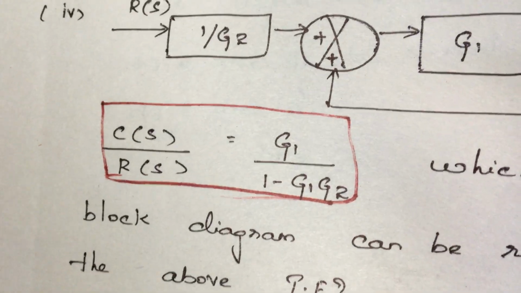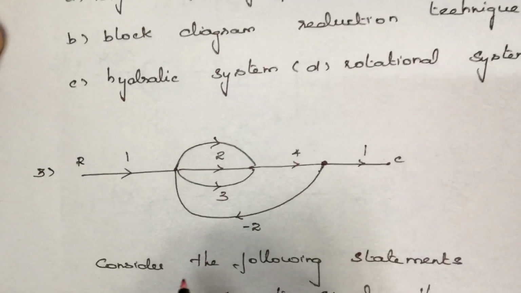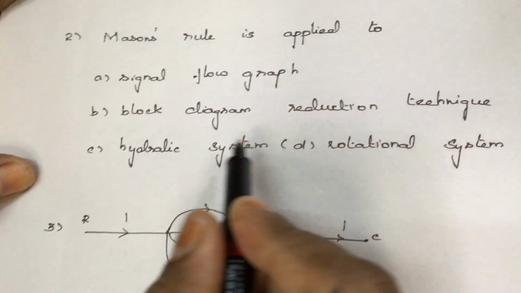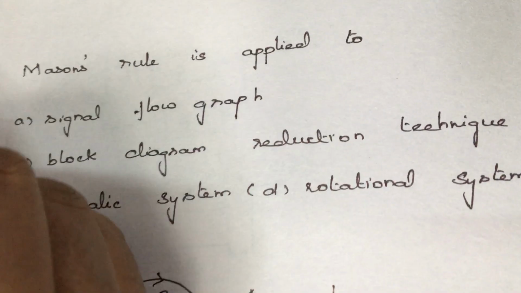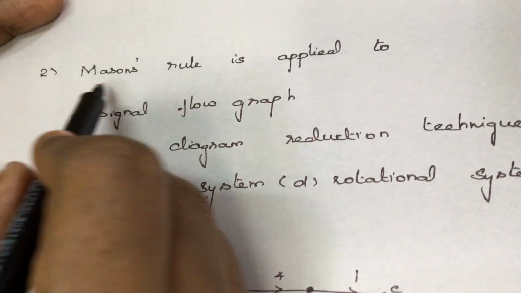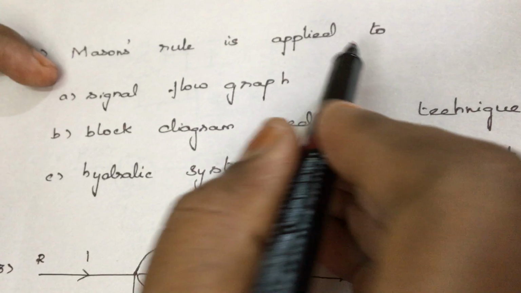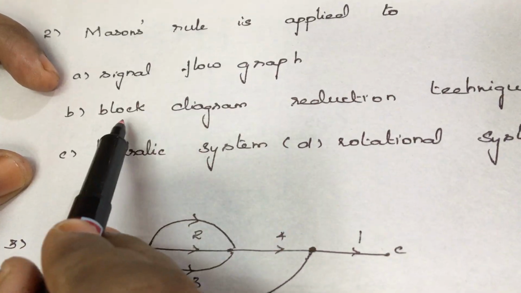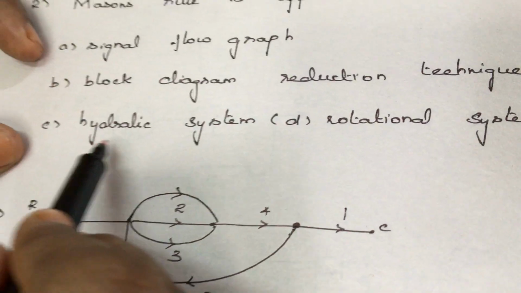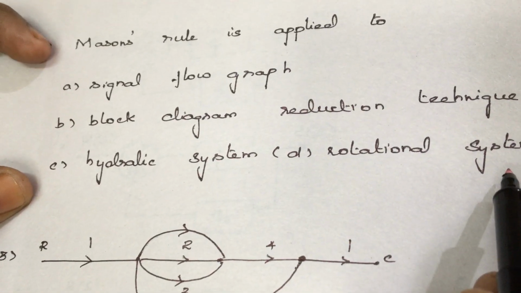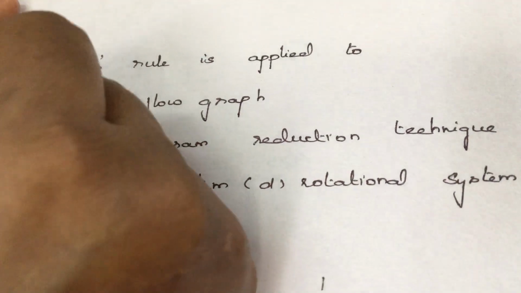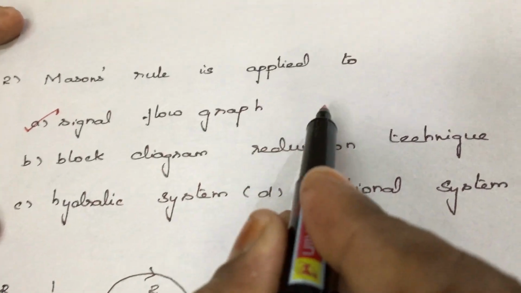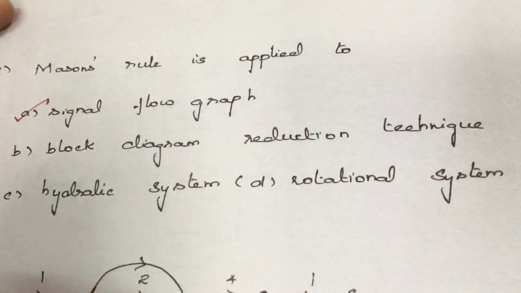This is one question. And let's see another MCQ in the case of the Mason-Gain formula, right? We have discussed many things about the Mason-Gain formula. Generally speaking, it is otherwise known as the signal flow graph. And from the Mason-Gain formula, the MCQ for question number 2 is: Mason rule is applied to. The options are signal flow graph, block diagram reduction technique, option C, hydraulic system, option D is rotational system. Signal flow graph is otherwise known as the Mason rule, right? So the answer is A. Mason-Gain rule is applied to signal flow graph, right?